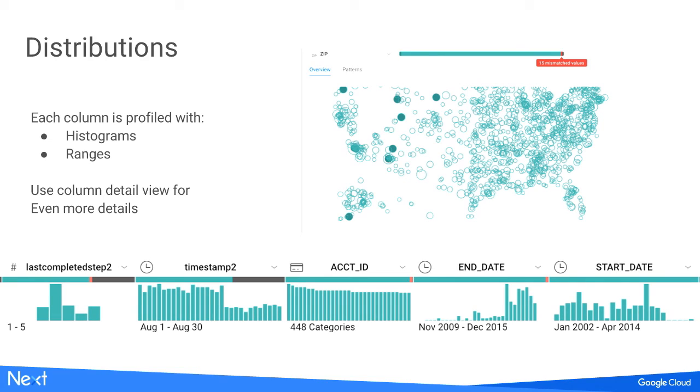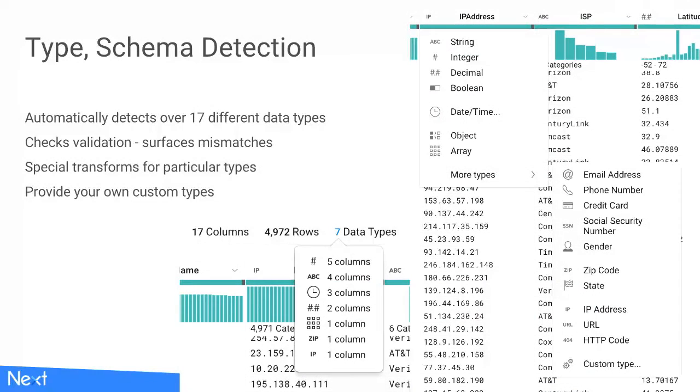Each column is profiled to understand the distribution, and it's presented in histograms and in ranges. In the case of geographic data or other data that's easily described in different ways, we can throw it on a map. In the case of a time series, we display it in a time series. You're also seeing at the top a type for each column.